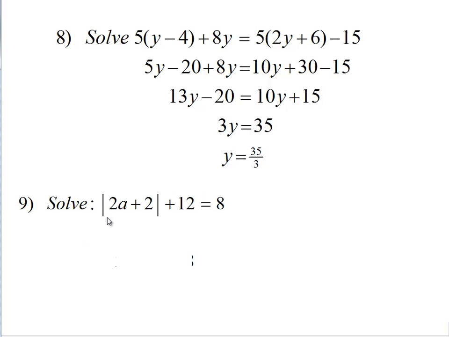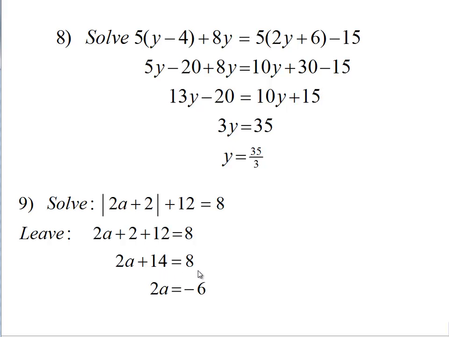Now, number 9, solving an absolute value. With an absolute value, you do two things. First, you leave everything, just remove the absolute value. So you have 2a plus 2 plus 12 is equal to 8. And you just solve that. 2 plus 12 is 14. Subtract 14 gives you negative 6. Divide by 2. So a is negative 3.